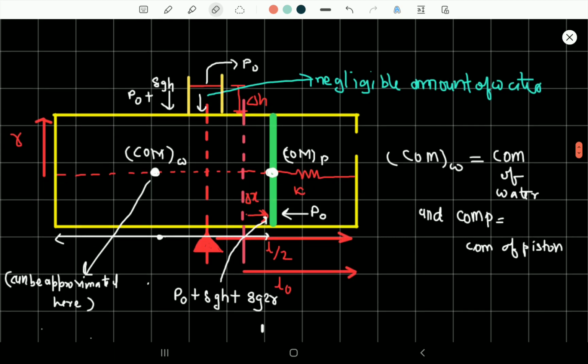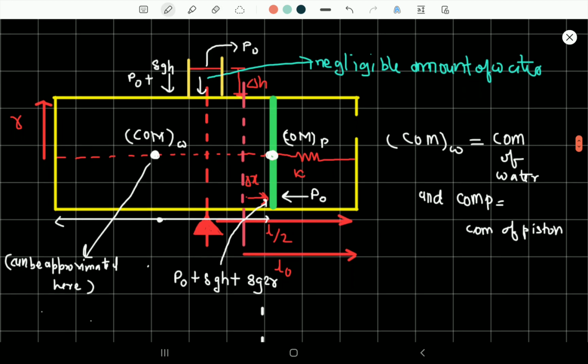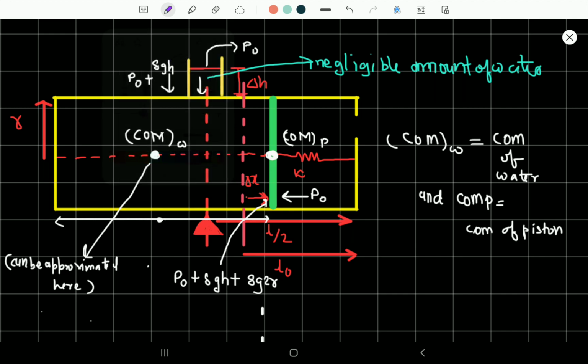Now here comes the most important part of the problem, so let us understand. In the problem, it was given that when the mass of the water is equal to the mass of the piston, the system would be horizontal. So we are going to tackle that here. You can see that the water is present in this whole volume.